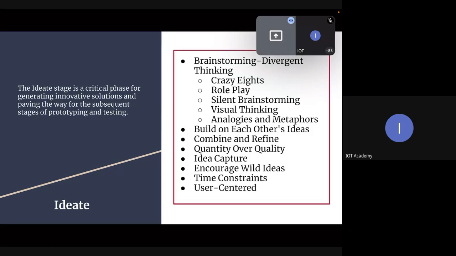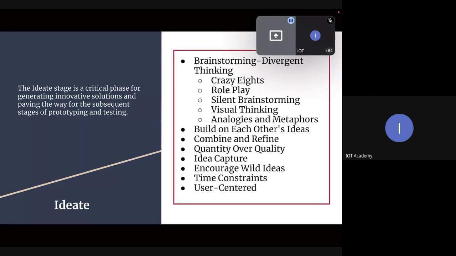So, as you know, the ideate stage is a very crucial phase for generating innovative solutions and paving the way for subsequent stages of prototyping and testing. So we first do brainstorming. Now for brainstorming, there can be a lot of activities. You can do Crazy 8, wherein you give a time, let's say 10 minutes, to come up with 8 solutions to solve the problem.